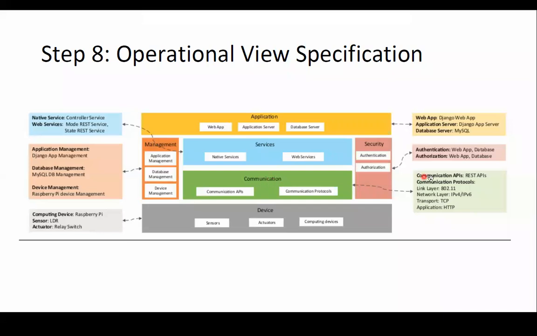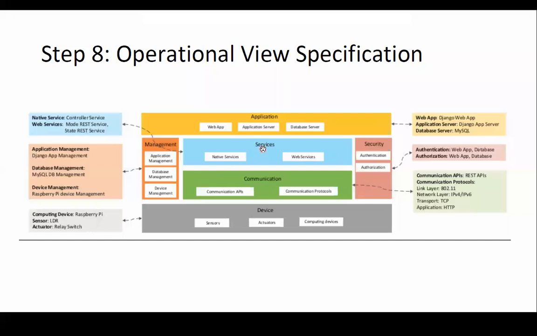Here, which communication API is going to be used? So REST API is going to be used for your home automation application, and the communication protocols used will be 802.11 for the link layer, and IPv4 or IPv6 can be used for the network layer. For the transport layer, TCP can be used, and for the application layer, HTTP can be used. So these communication protocols can be used in the case of the home automation application.